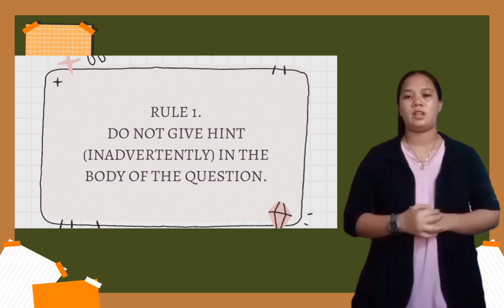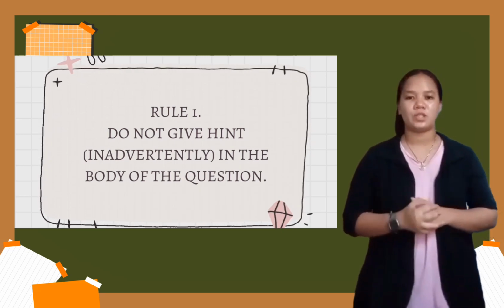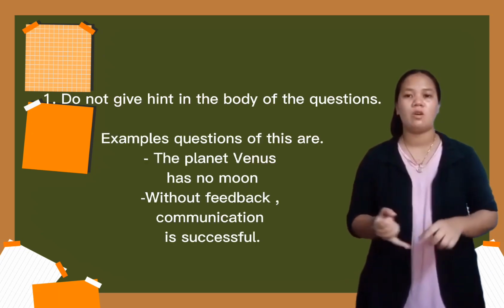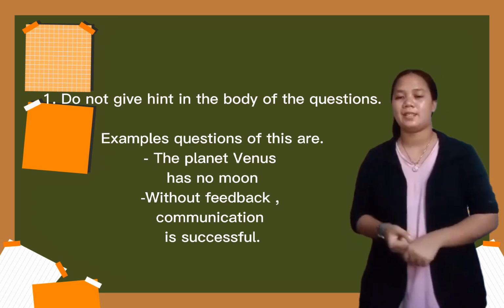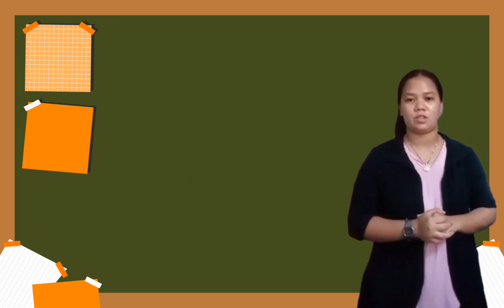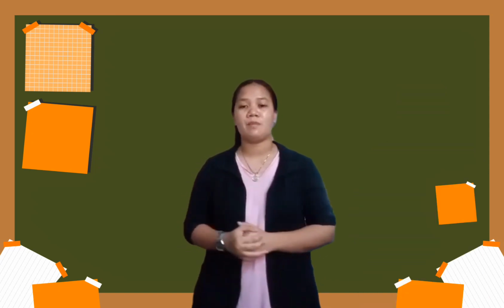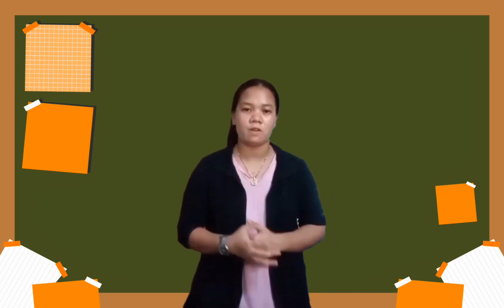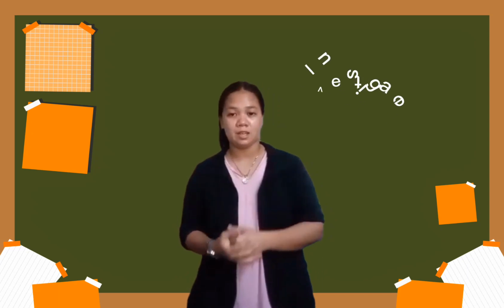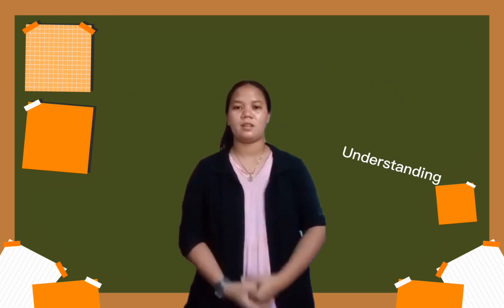Rule number 1 is do not give hints in the body of the questions. Example questions of this are, the planet Venus has no moon, or communication without feedback is successful. In those questions, the answers are too obvious. So in constructing questions in true or false, avoid making the answers too simple or obvious for the students. Instead, encourage them to investigate, use their critical thinking and understanding about the topic.